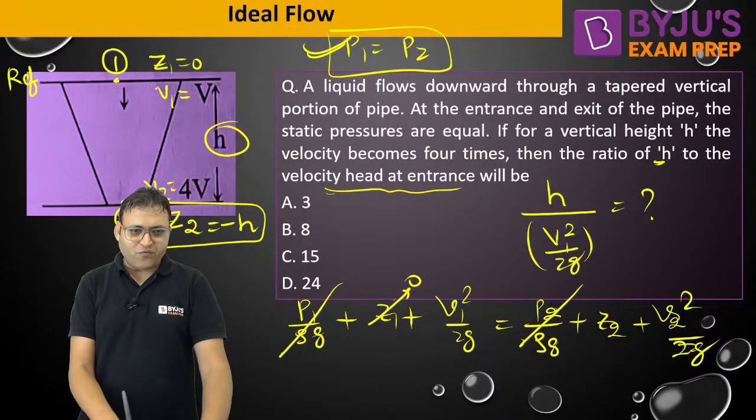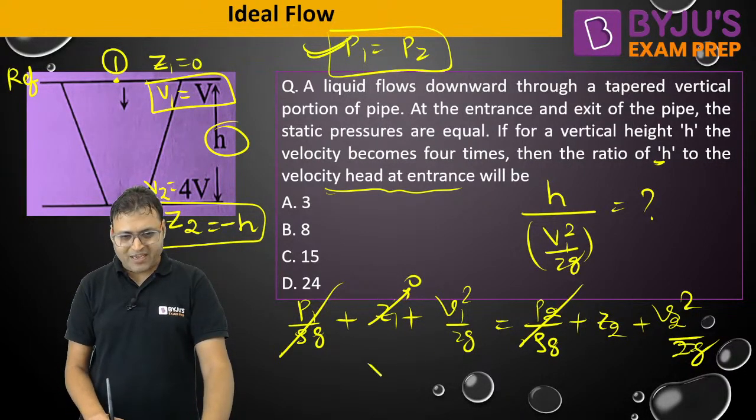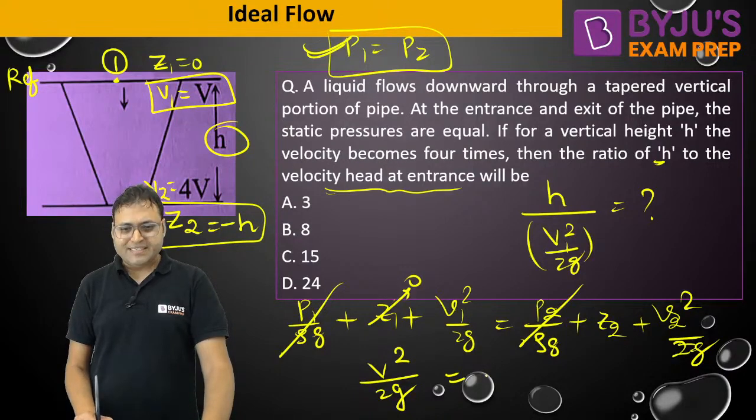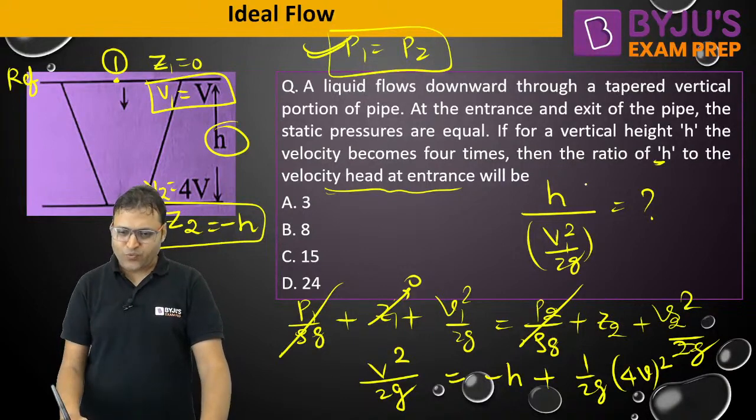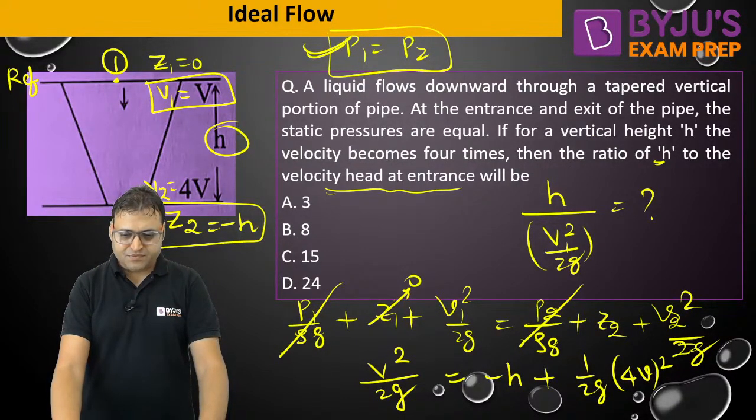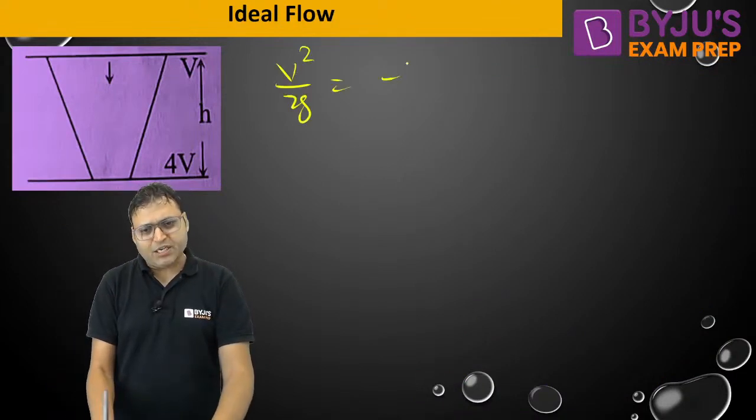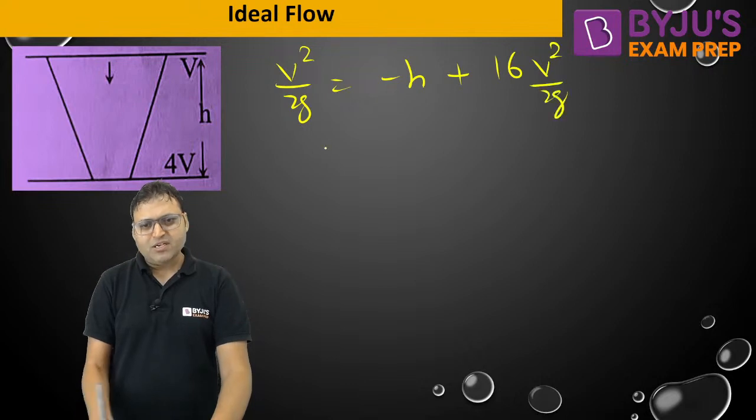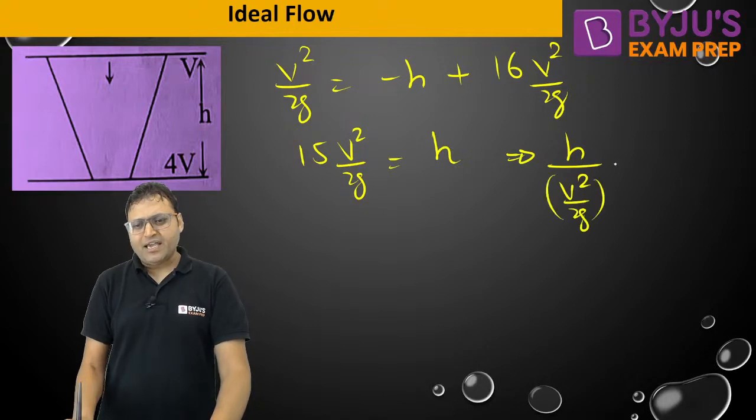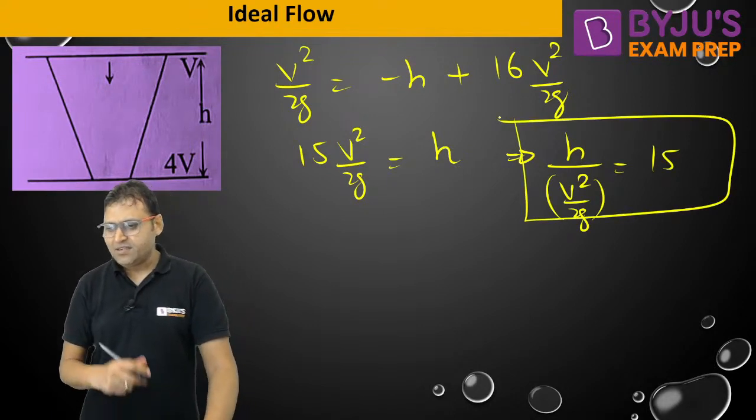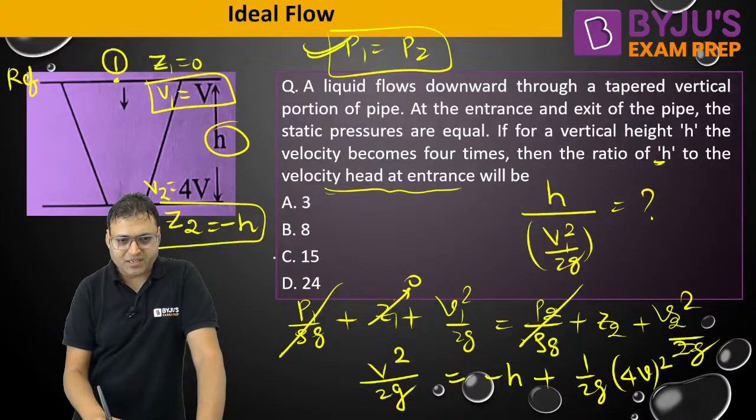So we can say V1 is V and V2 is 4V. So we can say V square by 2G is equal to Z2, that is minus H, plus 1 by 2G V2 square, that is 4V square. So it will be 16V square by 2G. So V square by 2G is equal to minus H plus 16V square by 2G. So we can say 15V square by 2G is equal to H, and H upon V square by 2G is nothing but 15. The correct answer will be 15, option number C.